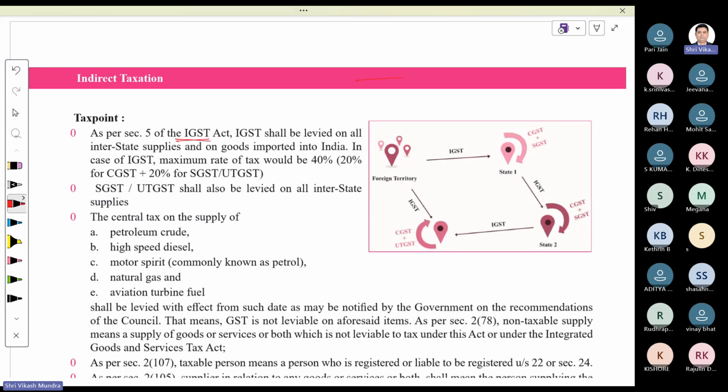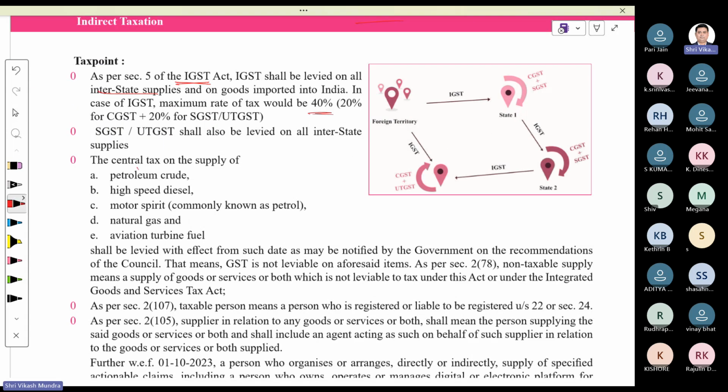Similarly, as per section 5 of the IGST, in case of interstate supply, the IGST is applicable maximum up to 40%. We already discussed that. The central tax on supply of these 5 products is not applicable.